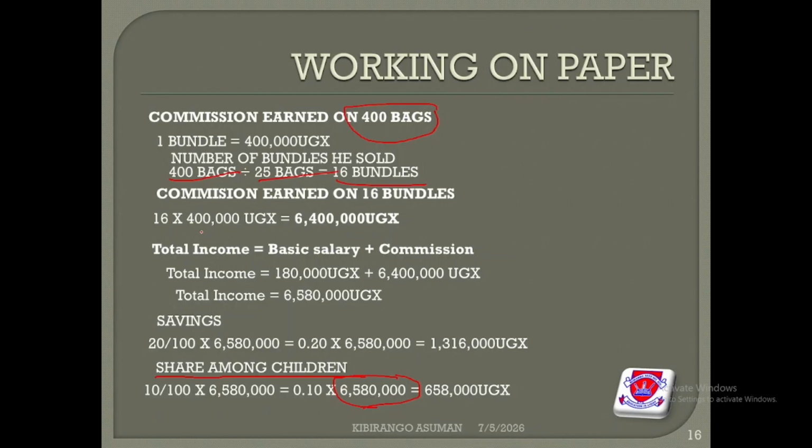And so the commission we multiplied, and we got 6,400,000 shillings. So this was only the commission, 6,400,000 shillings, and we added it to the basic salary to get this money. The savings was 20% of this money, saving 20% of the income, according to the question.